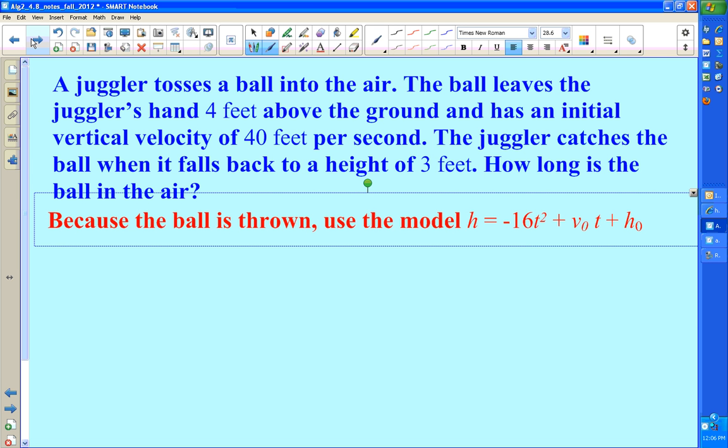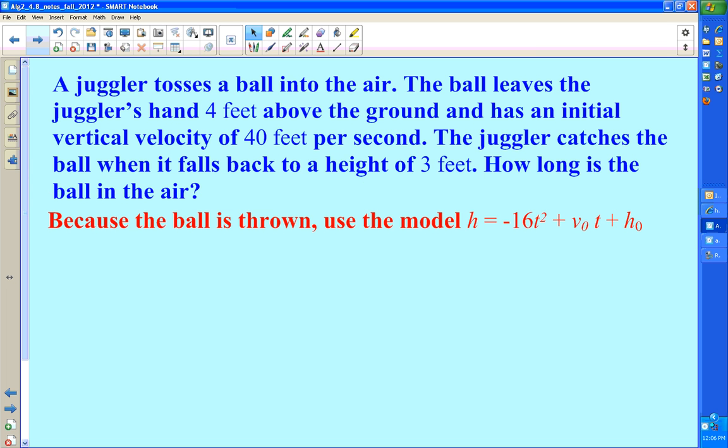So here's a separate question, very similar. A juggler tosses a ball in the air. The ball leaves the juggler's hand 4 feet above the ground, has an initial vertical velocity of 40 feet per second. The juggler catches the ball when it falls back to a height of 3 feet. How long is the ball in the air? So this is a thinking question. Oh, thinking's hard. You don't usually make us think. We just repeat and do.